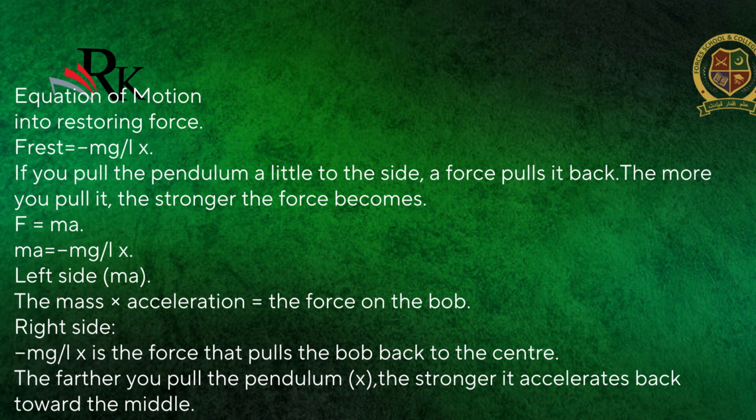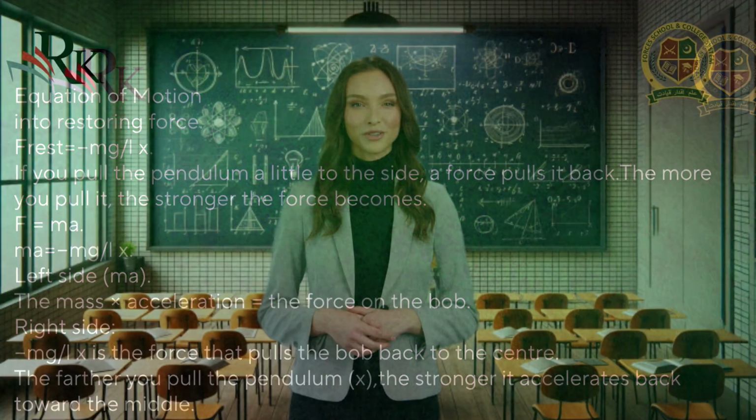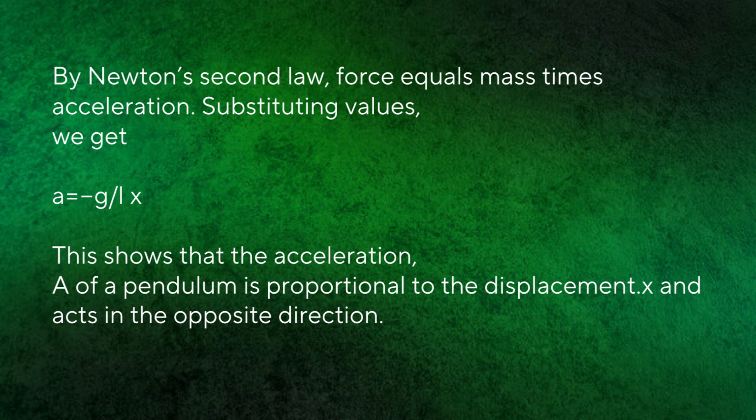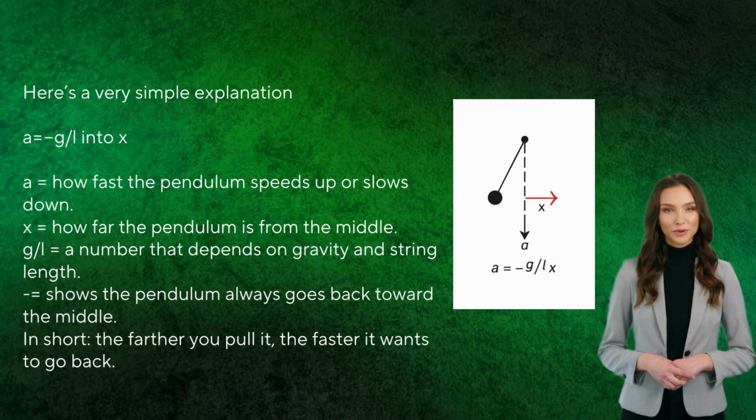F equals ma. ma equals minus mg over L into x. Left side, ma: the mass times acceleration equals the force on the bob. Right side, minus mg over L into x is the force that pulls the bob back to the center. The farther you pull the pendulum, x, the stronger it accelerates back toward the middle. By Newton's second law, force equals mass times acceleration. Substituting values, we get a equals minus g over L into x. This shows that the acceleration a of a pendulum is proportional to the displacement, x, and acts in the opposite direction.